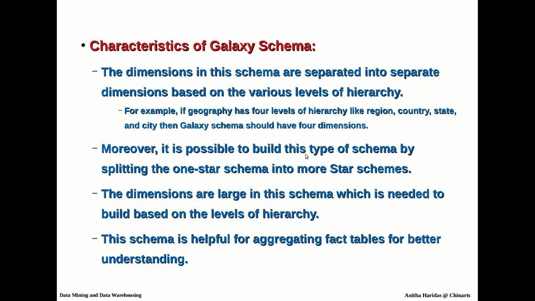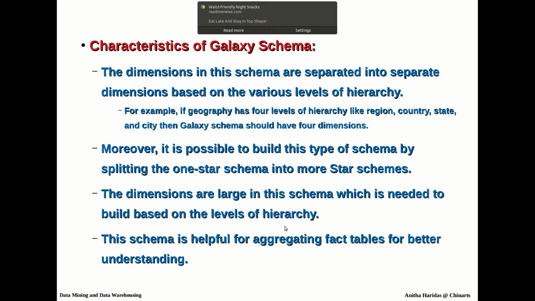Moreover, it is possible to build this type of schema by splitting one star schema into more star schemas, which we have seen earlier. And the dimensions are large in the schema, which need to be built based on the levels of hierarchy. So especially when you have hierarchical dimension modeling, you can have all these dimensions specified in the star schema, or you can split them into different dimensions and different fact tables, and you can have a galaxy schema. And this schema is helpful for aggregating fact tables for better understanding.